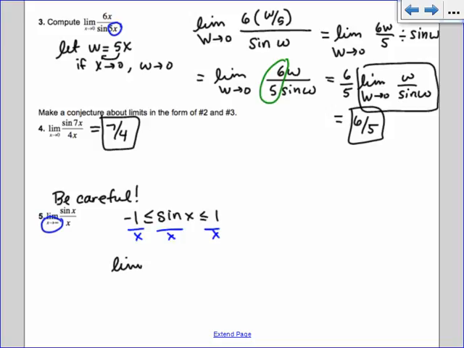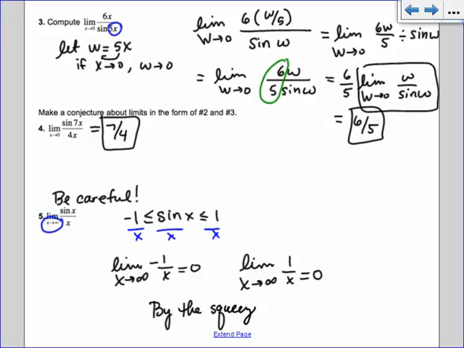And the limit as x goes to infinity of -1 over x, well, that's going to be 0. Think about plugging in like 100, 1,000, 10,000, and so on. It's getting closer and closer to 0, 1 over a big number. And the limit as x goes to infinity of 1 over x is also 0. So by the squeeze theorem, the limit as x goes to infinity of sine of x over x is equal to 0 as well. Okay, does that make sense?